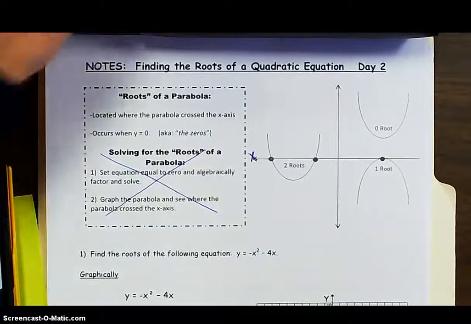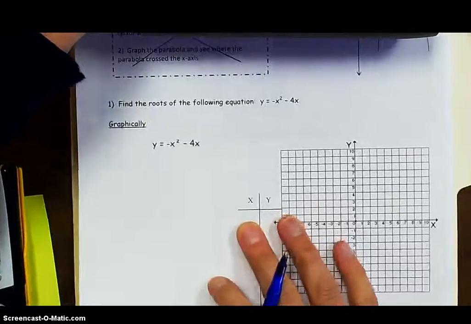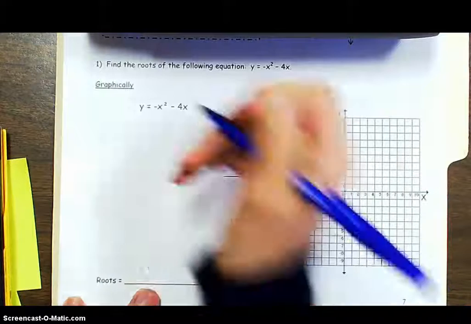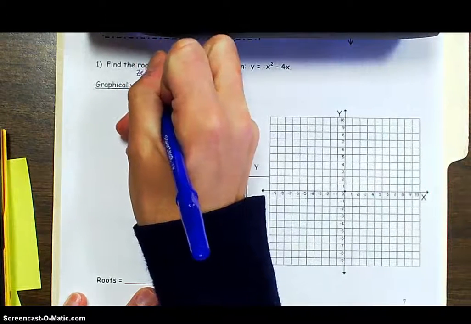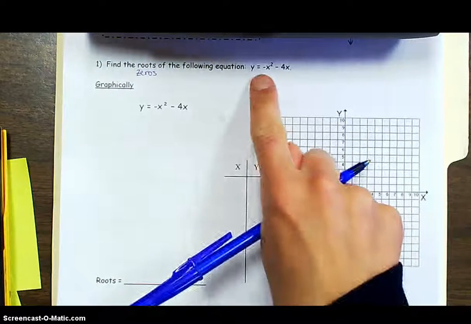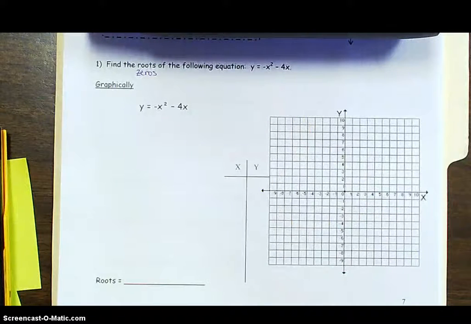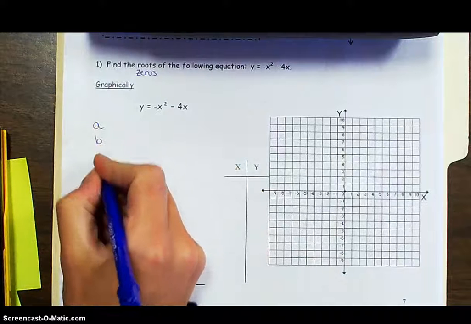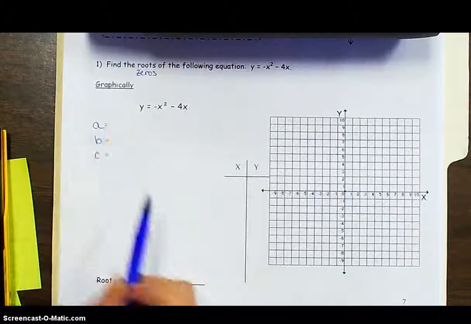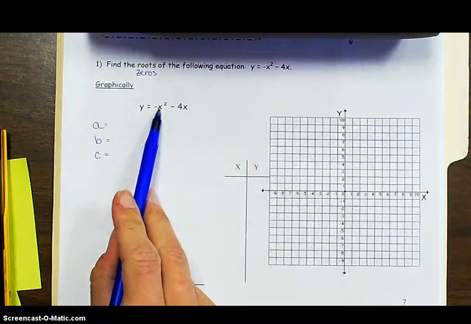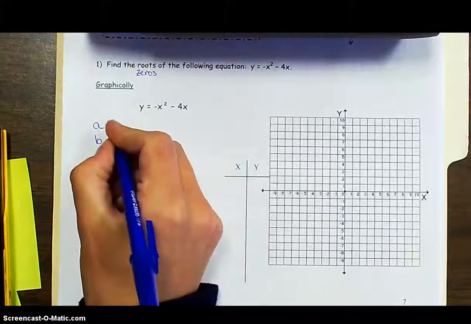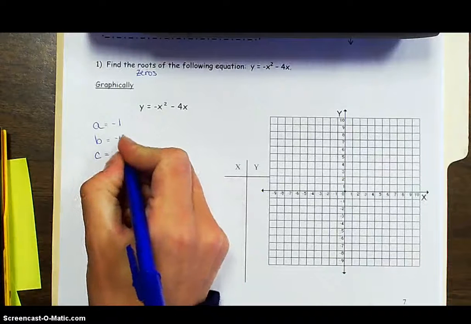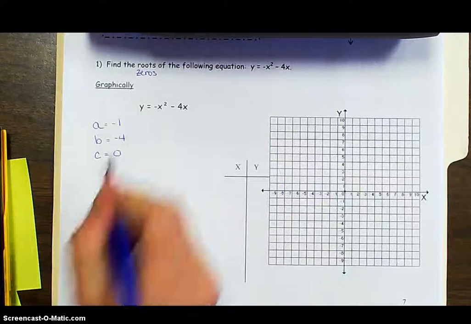All right, let's try our very first example. Here, we're going to solve for the roots by graphing. Number 1, find the roots, or we could call them the zeros, of the following equation: y equals negative x squared minus 4x. First thing we have to do is decide our A, our B, and our C. The A value is in front of the x squared, so it's negative x squared, which is a negative 1. My B value is in front of the x, so it's negative 4. And my C value, well, there is no constant, so that is a 0.